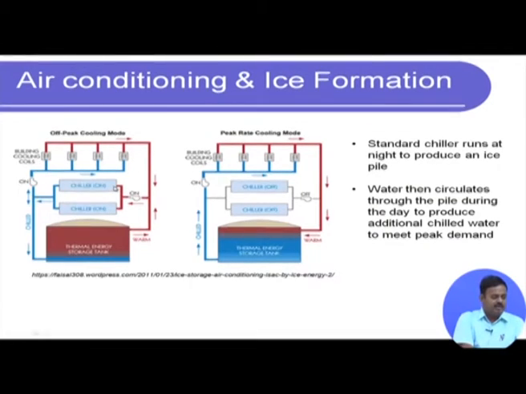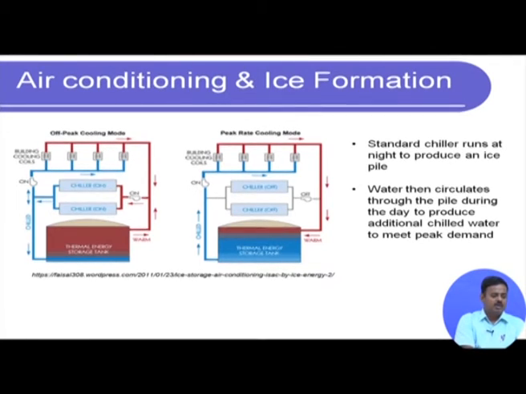So, during off peak hours, when we have higher electrical energy available to us, what we do is we run the chiller and produce excess cooling water. Part of that, whatever is required, goes into cooling the building during off peak cooling mode, and the rest of it goes into a thermal storage tank to generate ice. Clear?